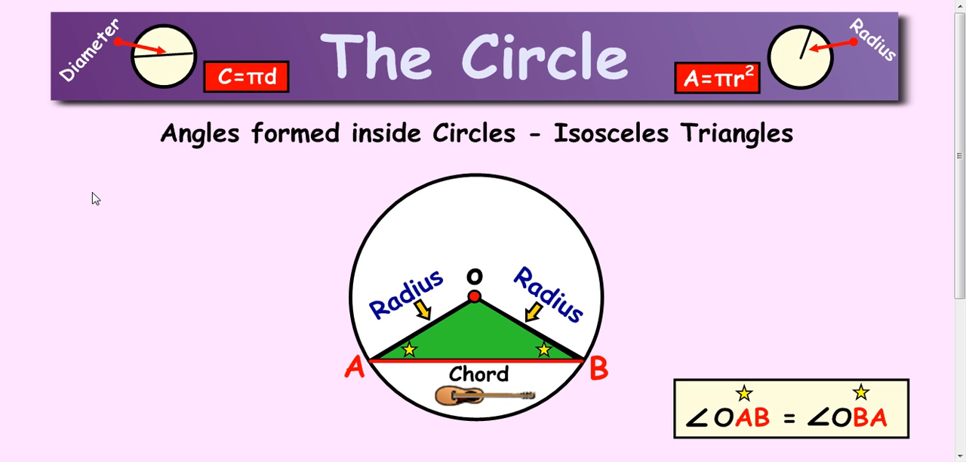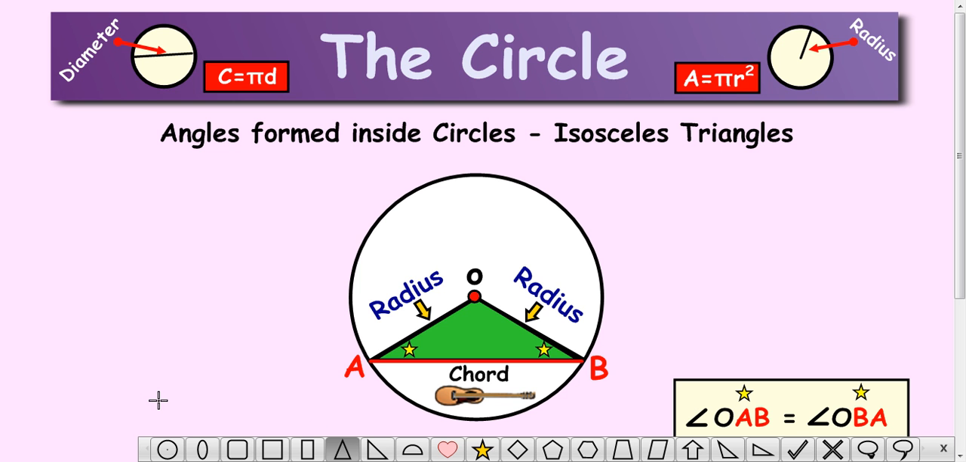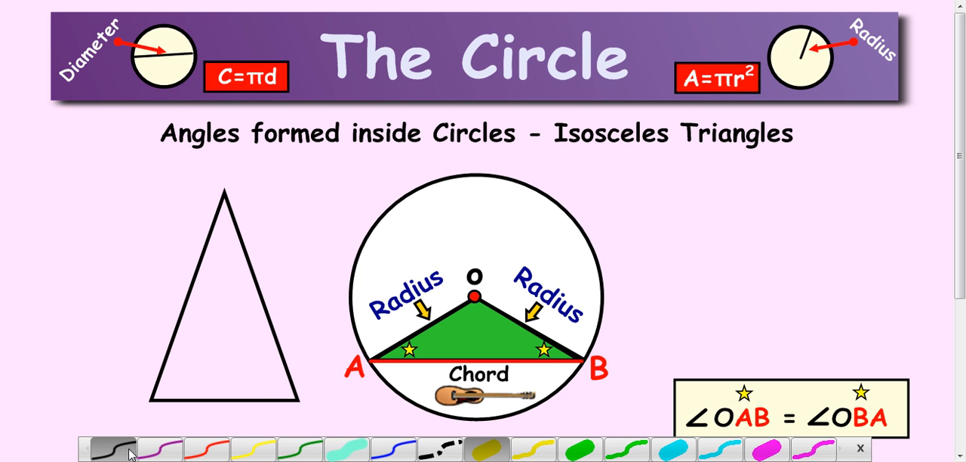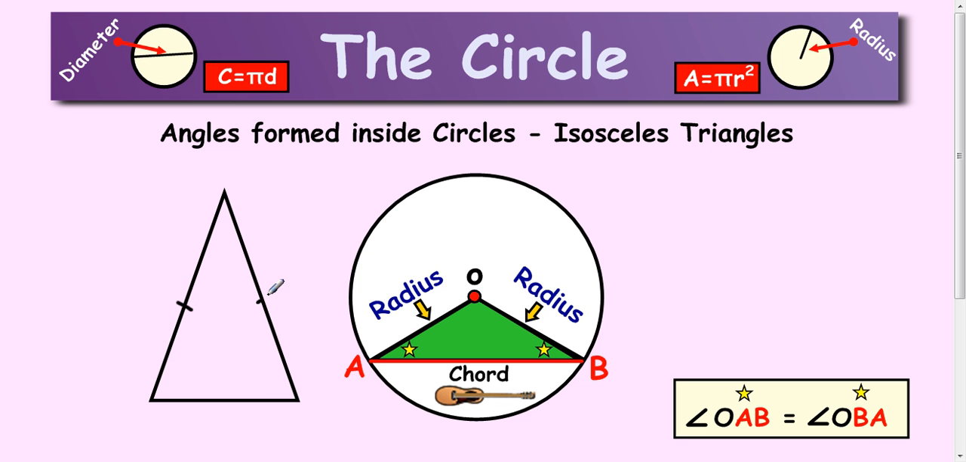In this lesson we're going to look at angles formed inside circles, and one of the most important concepts in this is to spot isosceles triangles. Now, an isosceles triangle is a triangle where two of the sides are exactly the same size and two of the angles are exactly the same size. A triangle like this, these two sides are exactly the same, and these two angles at the bottom are exactly the same. That's the idea behind an isosceles triangle.